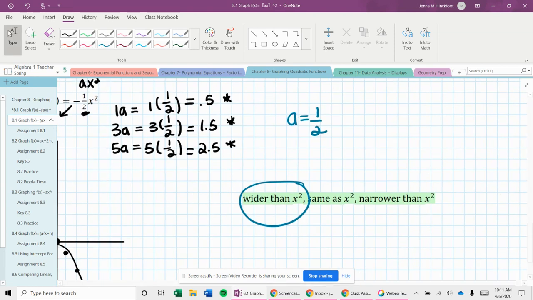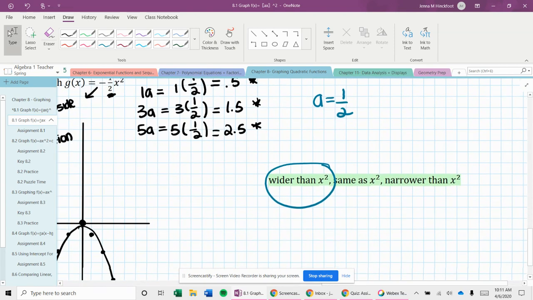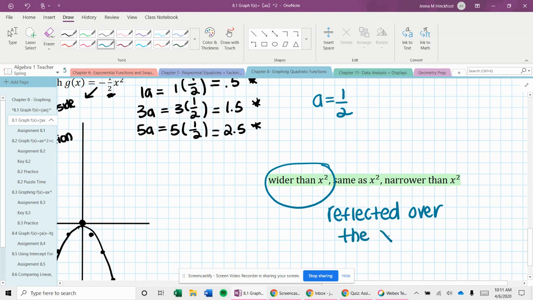Now you also might see questions where again it asks if it's reflected over the x-axis. And in this case you would answer yes because you have the negative in the front. Okay, and that's it for 8.1.